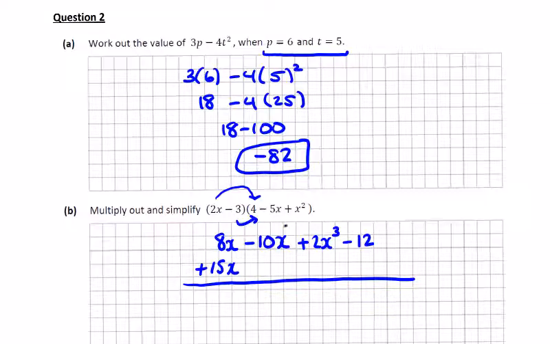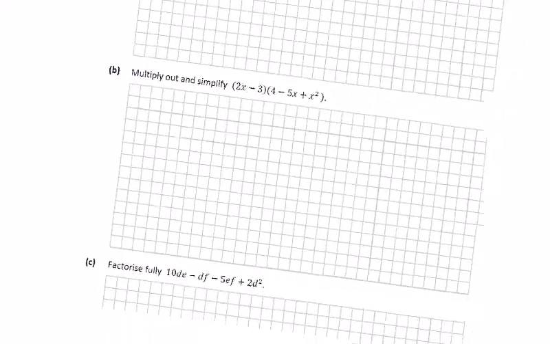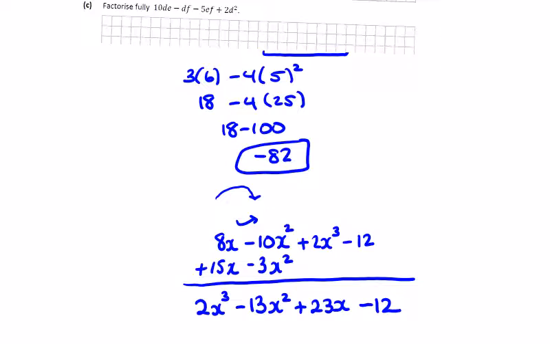So we have minus 3x squared underneath the minus 10x squared. We normally write ascending powers of x down. So let's start with the 2x cubed. Then the x squared, we have minus 13x squared. We have 8x plus 15x is plus 23x. And we have minus 12. The mistakes in that question, you'll be getting your signs wrong. There's the solution again, in case you didn't get it.